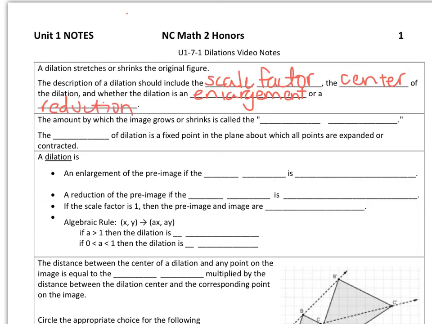So the amount by which the image grows or shrinks, that's what the scale factor is. How much are we enlarging it, or how much are we reducing it? And the center of dilation is the fixed point on the plane about which all points are expanded or contracted.